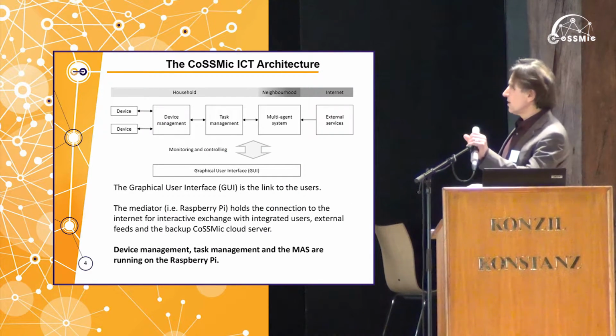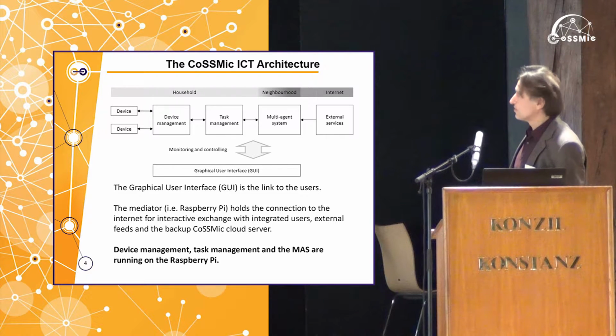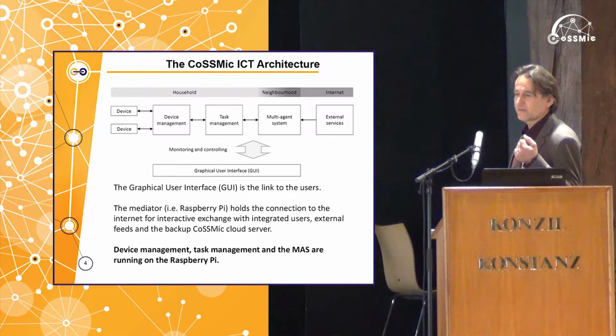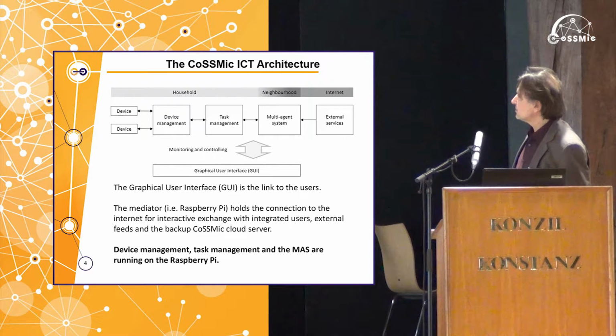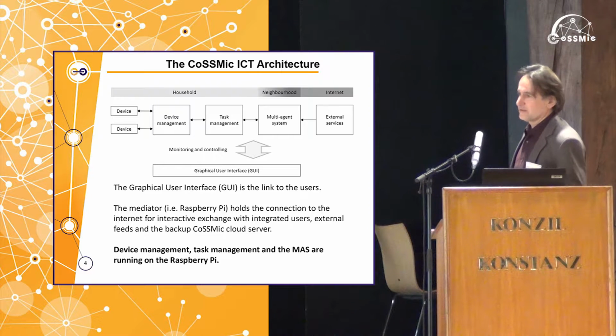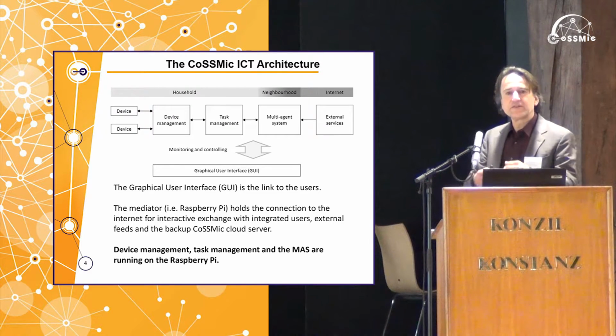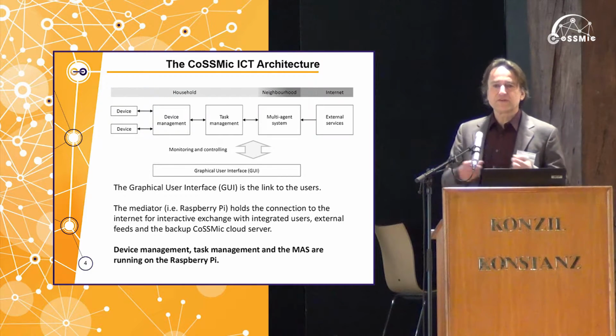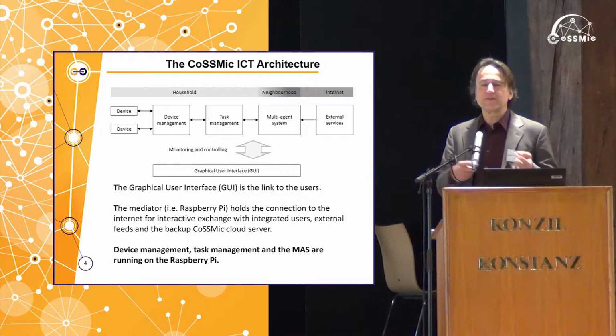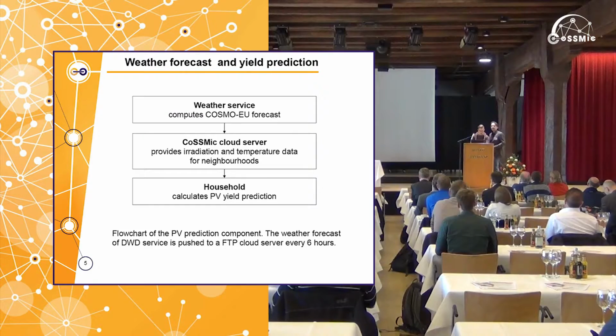And what is the system now? We have devices, they are consuming and they are producing, and you have external services. As already mentioned, we have weather data, and tariff and fees. And in between we have our system, which is more or less inside of the Raspberry Pi: the device management and the task management and the multi-agent system, which is acting as an information transfer between the different users and between the different devices.